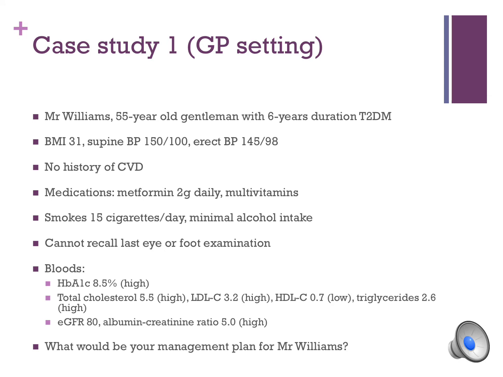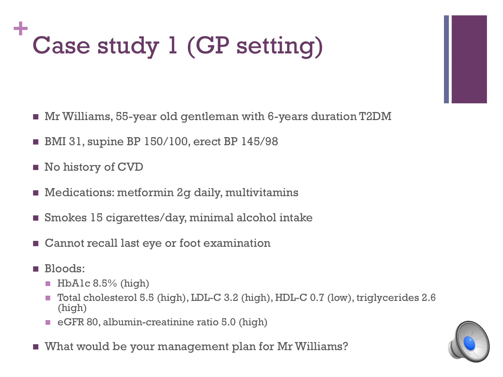Our first case is set in a GP clinic, and we have Mr. Williams, a 55-year-old gentleman with 6 years duration type 2 diabetes. His BMI is 31, supine blood pressure 150/100, and his erect blood pressure is 145/98. He has no history of cardiovascular disease. He's on metformin 2 grams daily and multivitamins. He smokes 15 cigarettes a day.